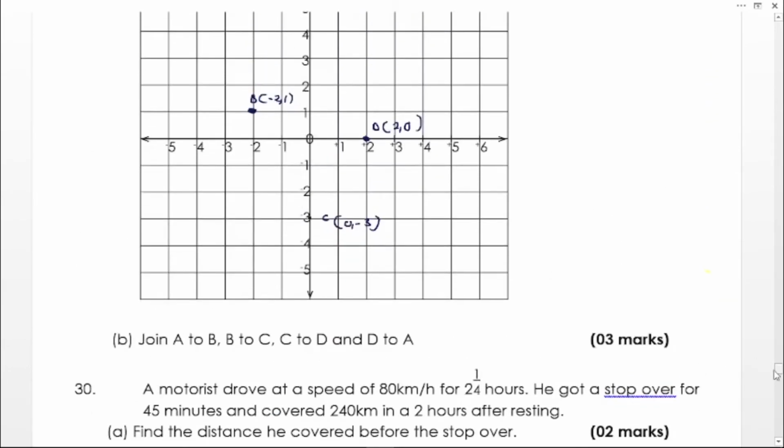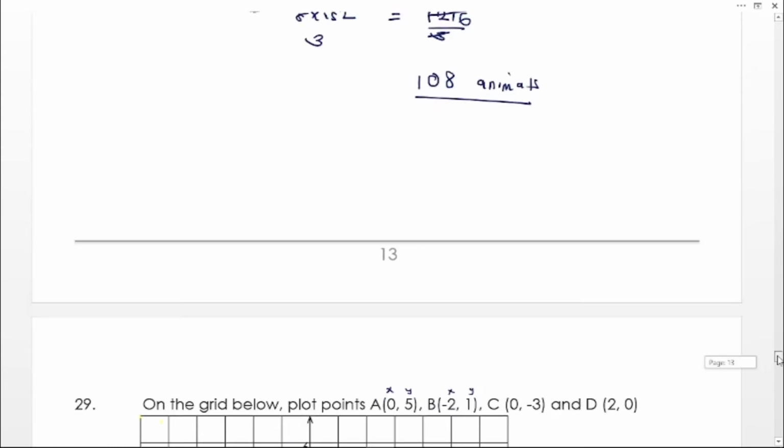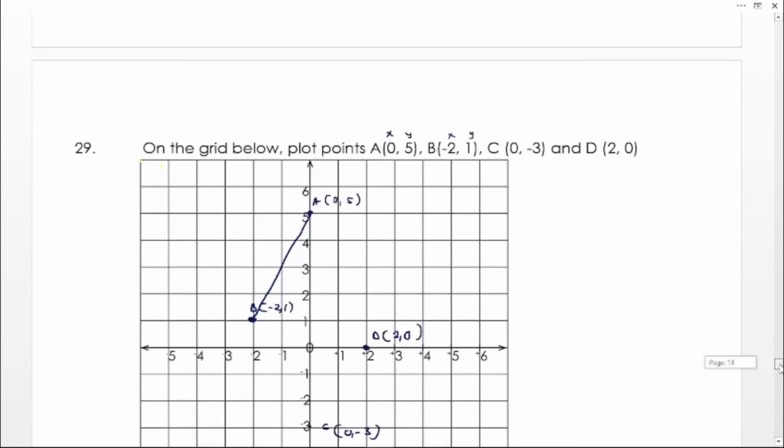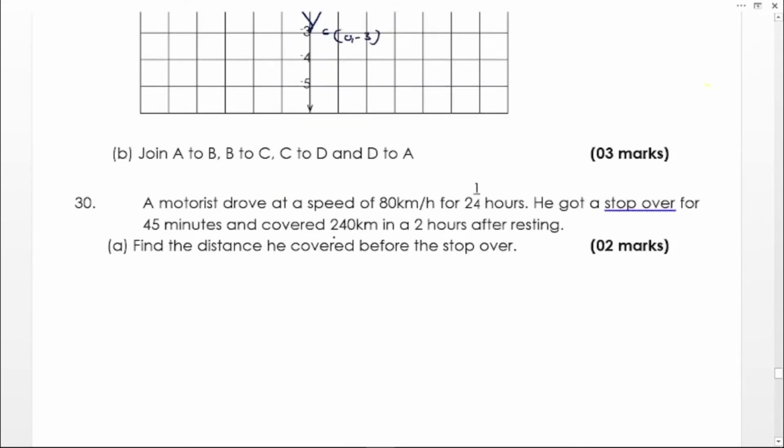We join A to B, B to C. We join, you have to use a ruler. We join this one to this. Then we join B. We extend this one a bit. We join this B to this C here with a ruler. Now this is C to this D. Then this one comes here. So we come up with a parallelogram. All right. So we have joined that one. So the figure is a parallelogram.